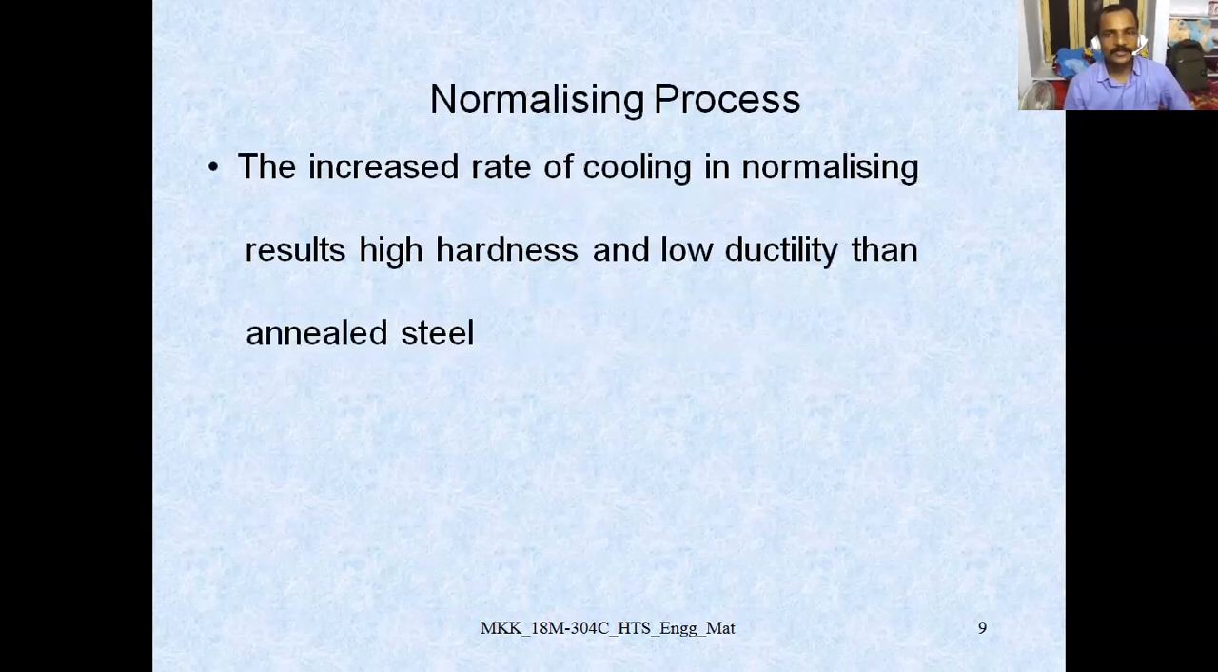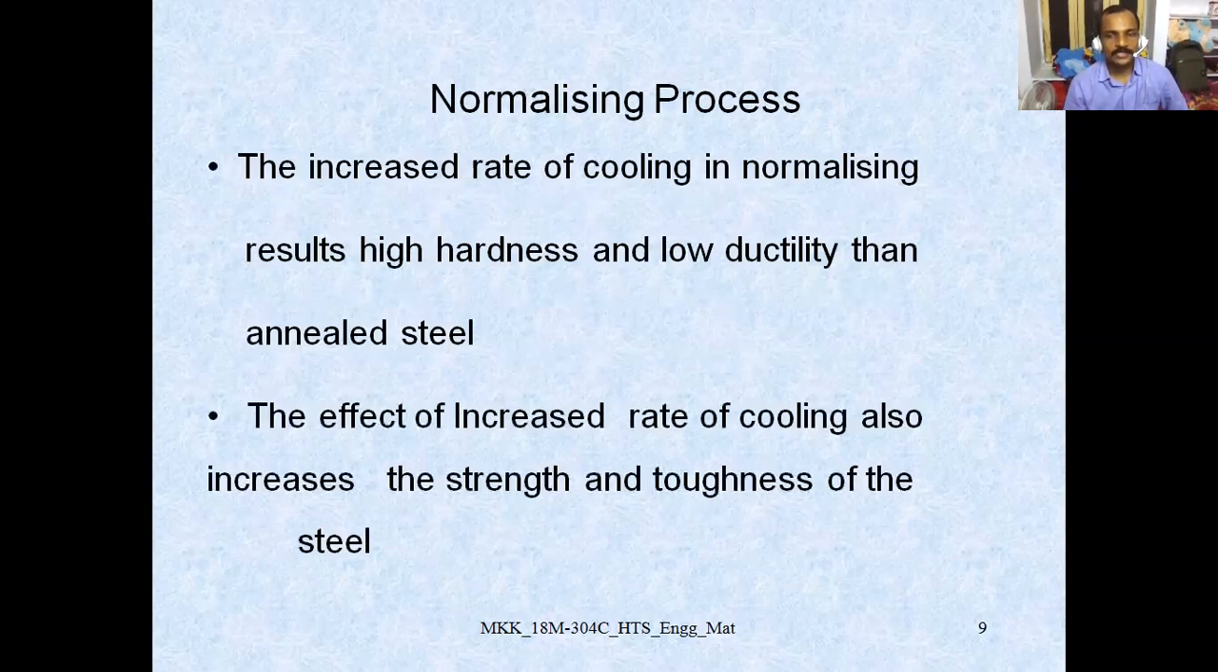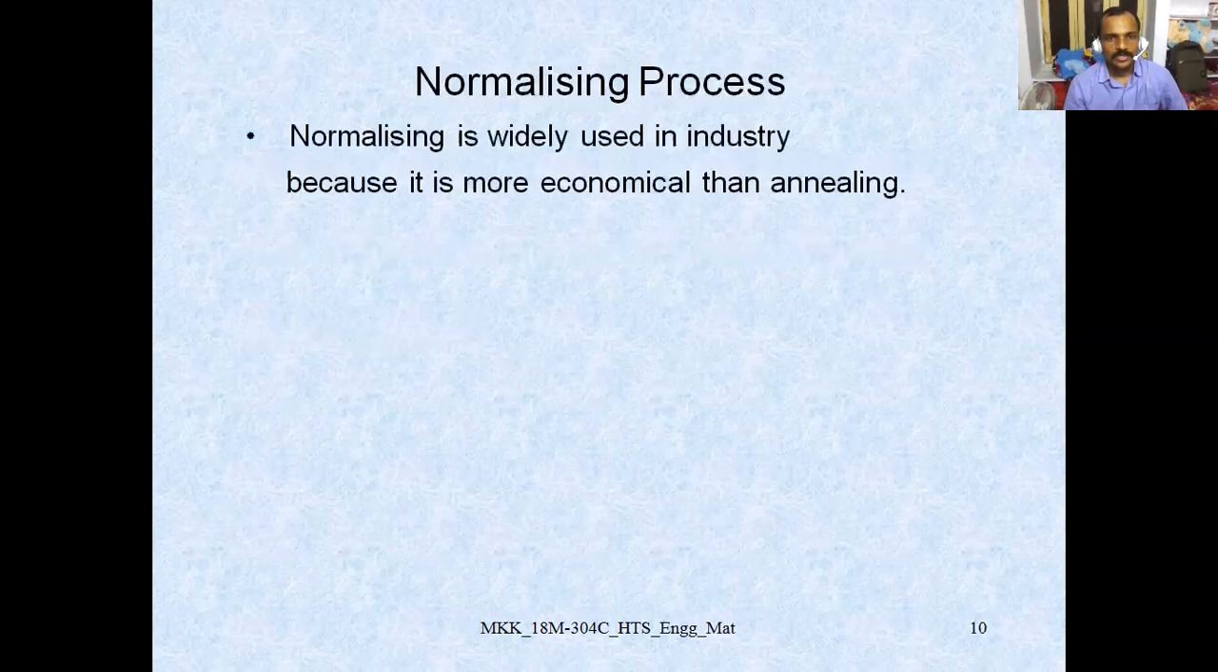The increased rate of cooling in normalizing results in higher hardness and lower ductility than the annealed steel. So this is the difference in hardness and ductility from the annealing process or annealed steel. The increased rate of cooling also increases the strength and toughness of the steel. Normalizing is widely used in industry because it is more economical than the annealing process.